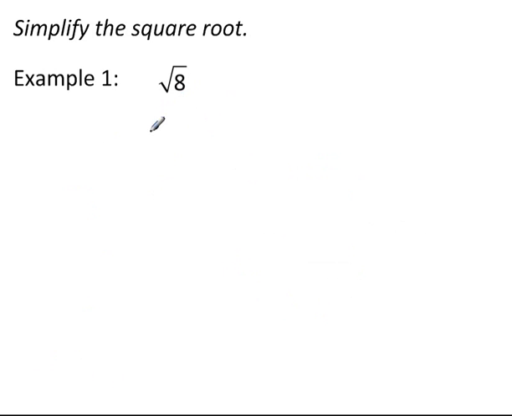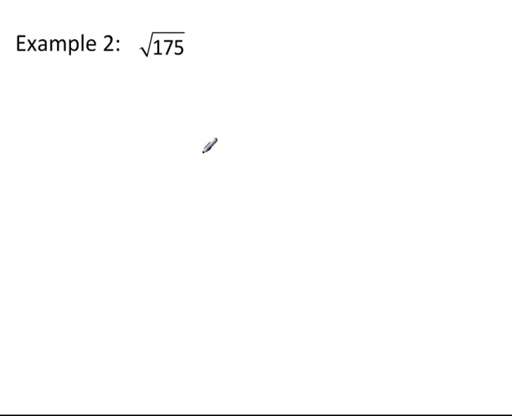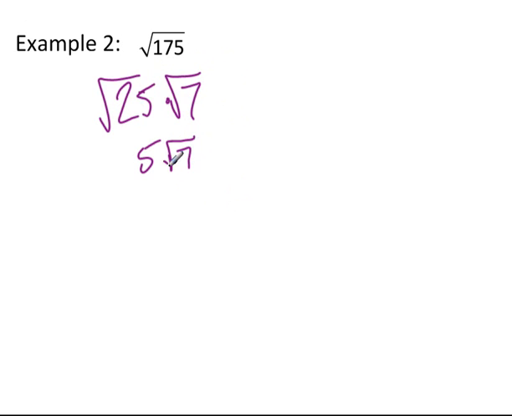Square root of 8 here, I'm going to think about, hey, that's square root of 4 times the square root of 2. 2 times 4 makes 8. What's the square root of 4? 2. So we got 2 root 2. Square root of 175. Well, what multiplies to make that? Hopefully you look at that and think, hey, it's kind of like quarters, $1.75. So 25 times 7. Put those in our square roots. Square root of 25 is 5. So it's 5 square root of 7.